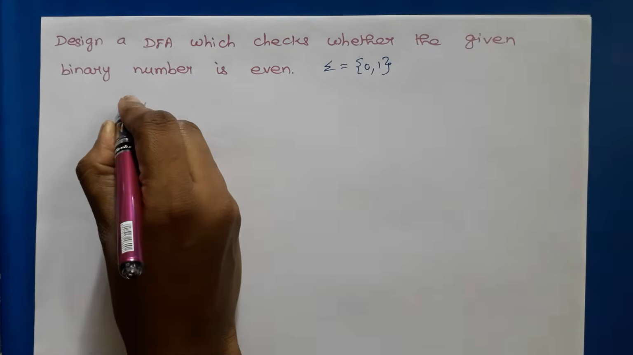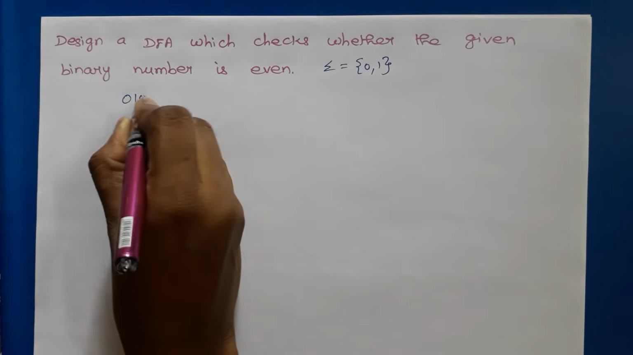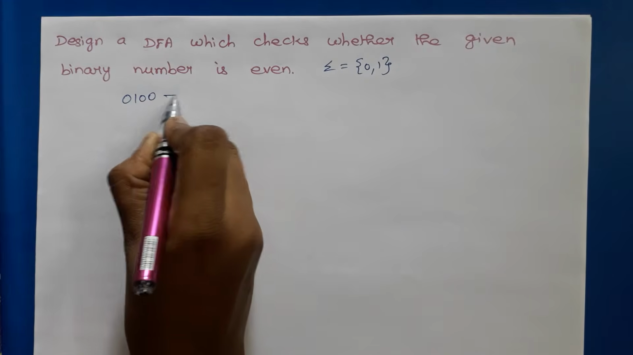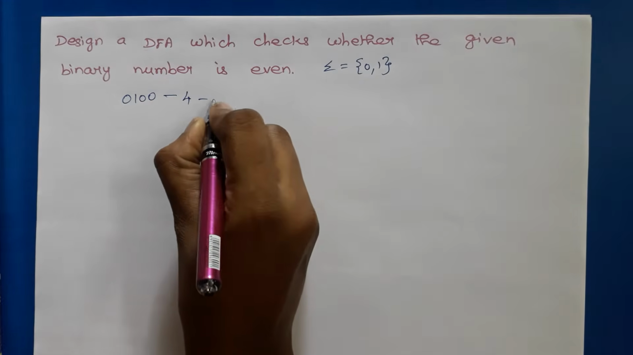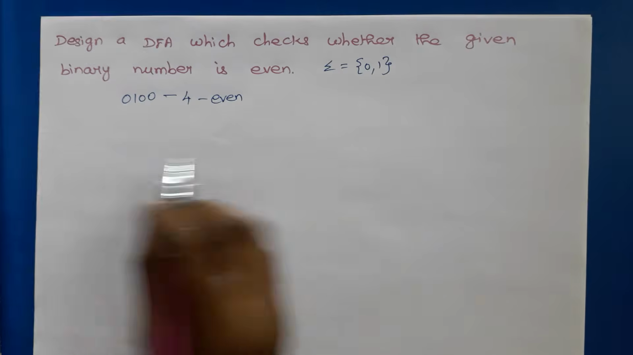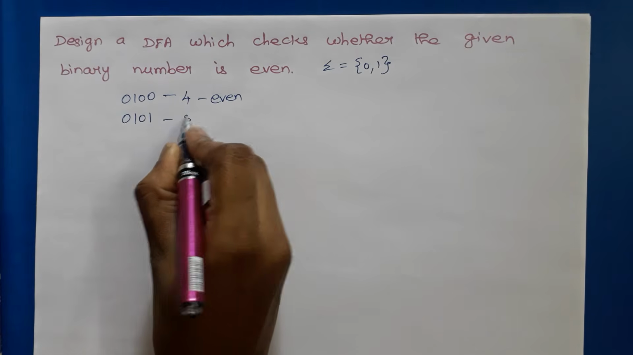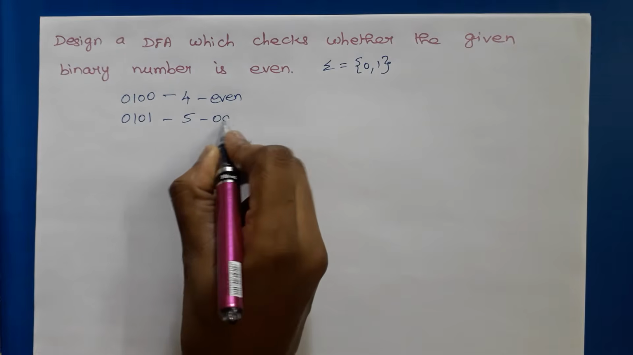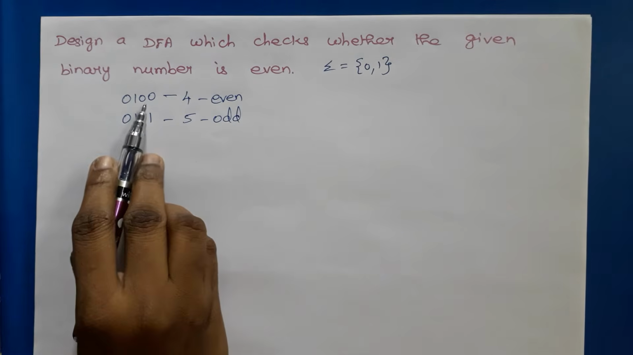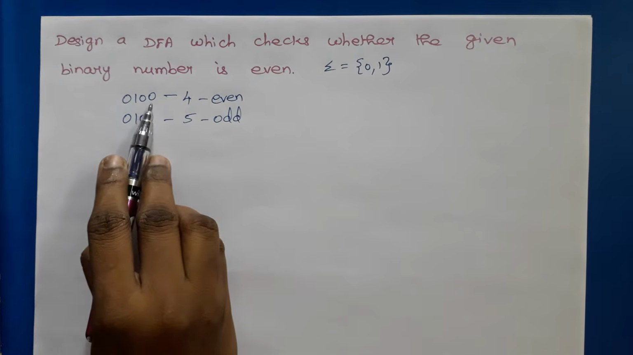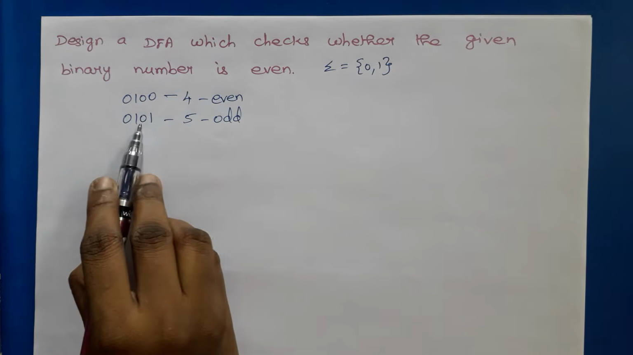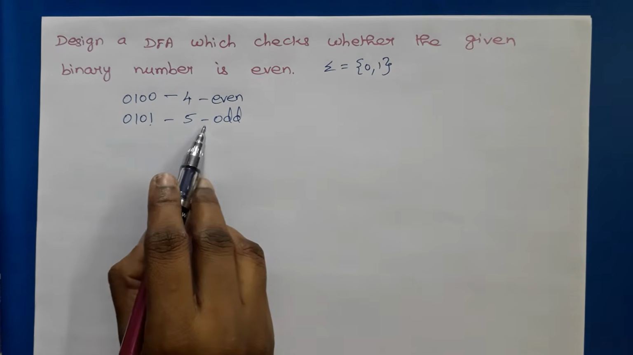So, for example, 0100. The decimal equivalent for this binary number is 4 and it is an even number. And 0101, the decimal number is 5. 5 is an odd number. So whenever a binary string ends with 0, it is an even number. If it ends with 1, it's an odd number.